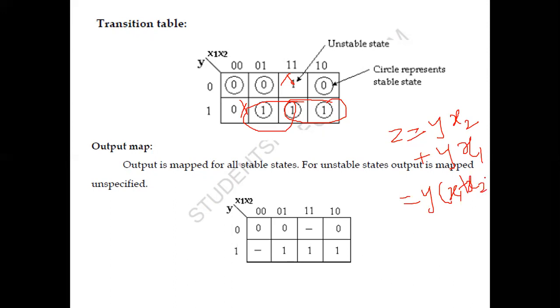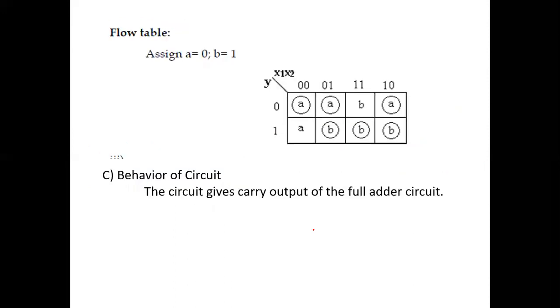So this is the format of the carry of a full adder, that is A, B and C, like that. It produces the carry output, that is the carry output of the full adder circuit. Okay, thank you.